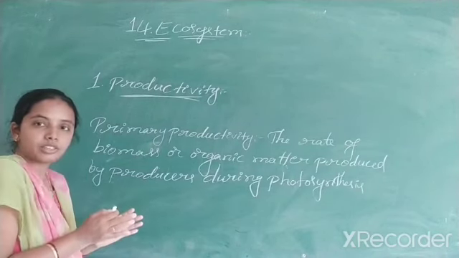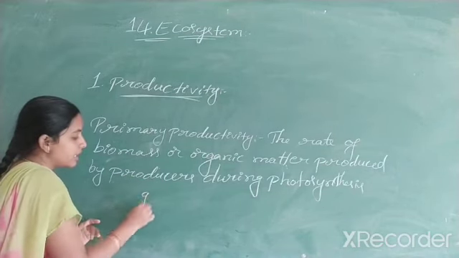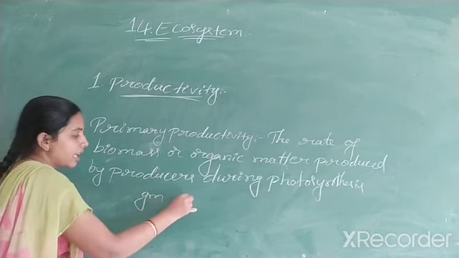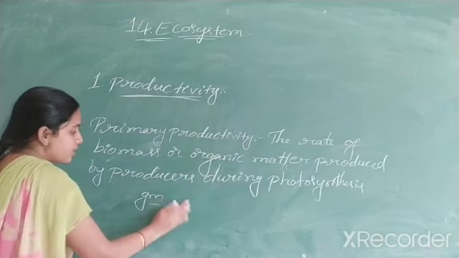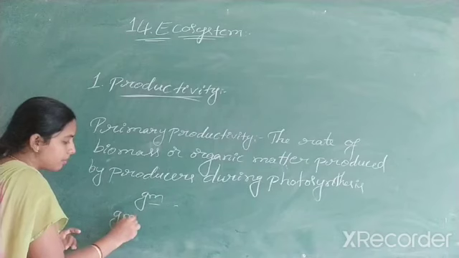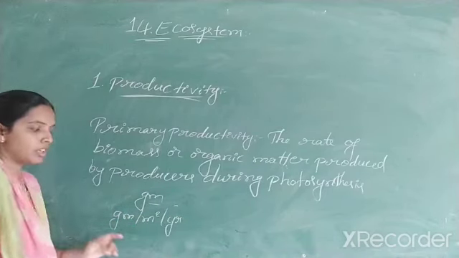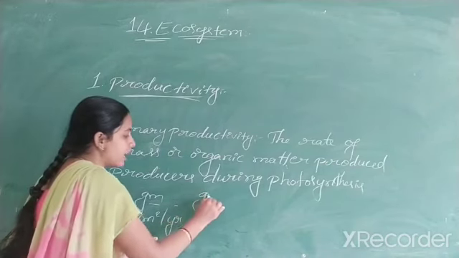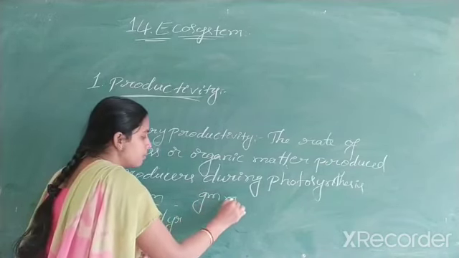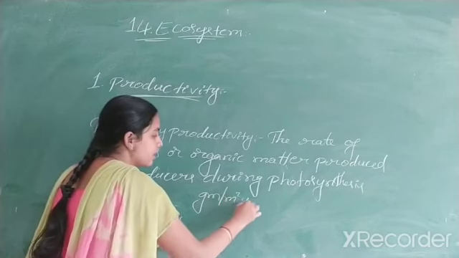That is called primary production. We consider weight in grams and kilograms. So, this is measured in grams per meter square per year.